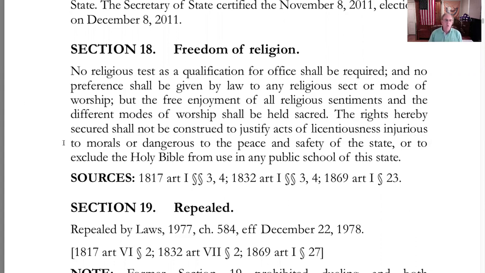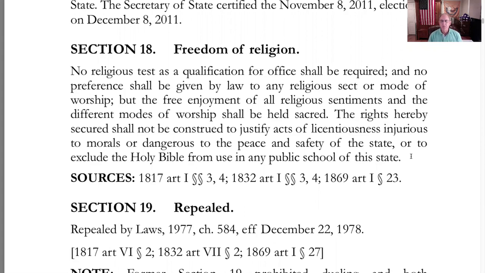Like I said before, this clause right here says the Holy Bible cannot be excluded from use in any public school in this state. And this is in the Bill of Rights under freedom of religion. How could this possibly be constitutional with what we're taught today? And yet here it is in the current Constitution of the state of Mississippi that all of our officials swear to uphold and defend.